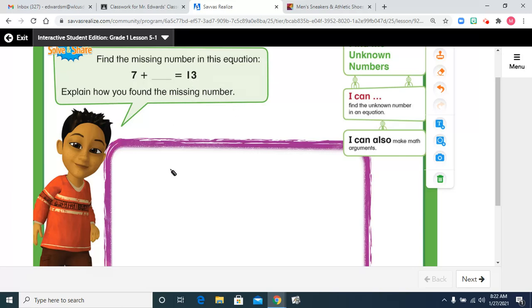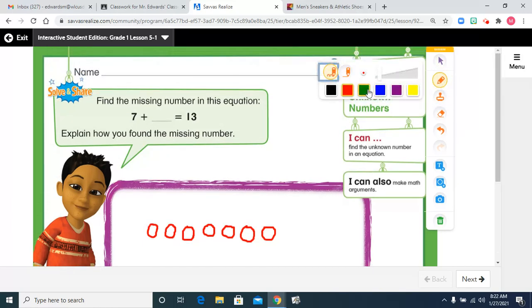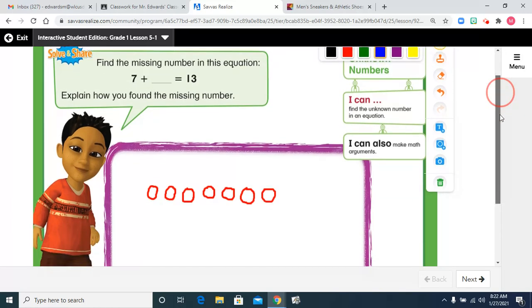Okay, so we know that there are 7. I'm going to make circles. If you have counters at home, you can use those. If you don't have counters at home, then you can just draw pictures of circles like I am. So there's 6 and there's 7. Okay, now we are missing an addend right here. So we need to figure out what this number is, and then it should equal 13 altogether.